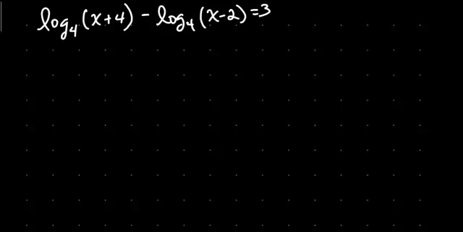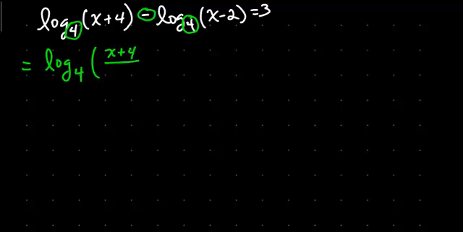So the first thing I look at here, I've got this equation: log base 4 of x plus 4 minus log base 4 of x minus 2 equals 3. And I need the same base here. That's very important, and then I'm subtracting. So as long as I have the same base and I'm subtracting, I can rewrite this as log base 4 of (x plus 4) over (x minus 2) equals 3.